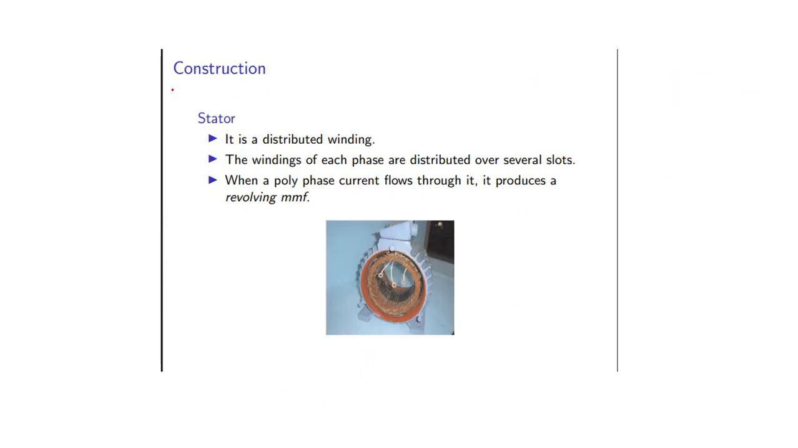This is the construction part. This is the stator. In the stator, we have a three-phase winding, which is distributed in nature. The winding of each phase is distributed over several slots. It produces a revolving MMF, that is, a rotating magnetic field.